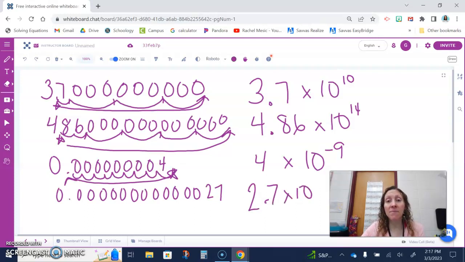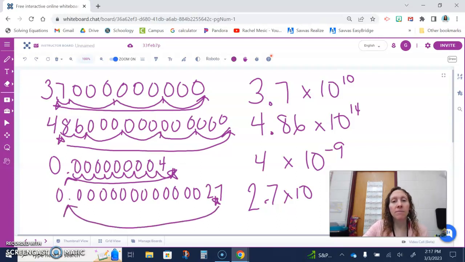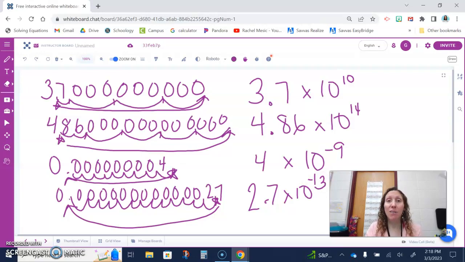All right, so for the next one, 2.7 times 10. And I have to figure out how I get my decimal from right here after the 2 all the way over here to that decimal. This one I'll start counting at the stars so we can see that there's more than one way to get it. 1, 2, 3, 4, 5, 6, 7, 8, 9, 10, 11, 12, 13. So that exponent would be negative 13.